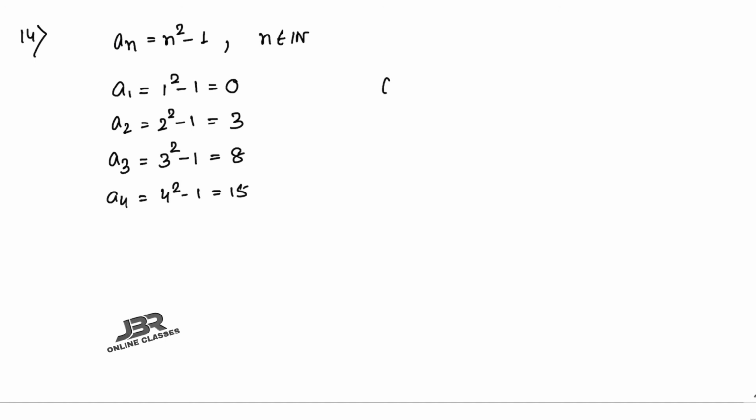So A2 minus A1 equal to 3, but A3 minus A2 equal to 5. But if 3 or 4 numbers or any numbers are in AP, then the common difference, that means the D, must be the same. Here the common difference is 3, but here the common difference is 5. So you can write that an equal to n square minus 1 is not an AP.